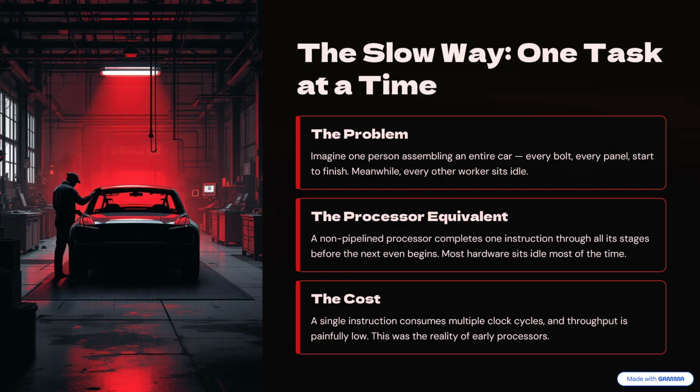Now, imagine you are building a car alone. You do everything step by step. The process is slow, right? Now, imagine a factory where multiple workers handle different parts at the same time. This process is much faster than the previous process. That's exactly how modern processors work using a technique called pipelining.